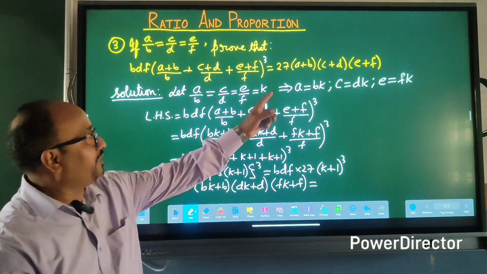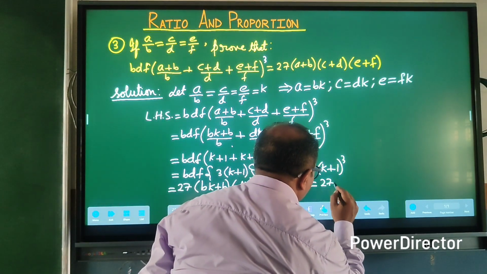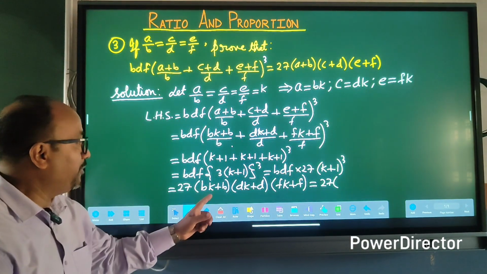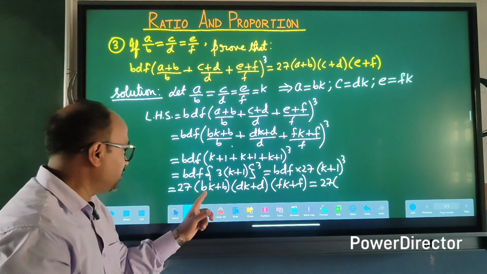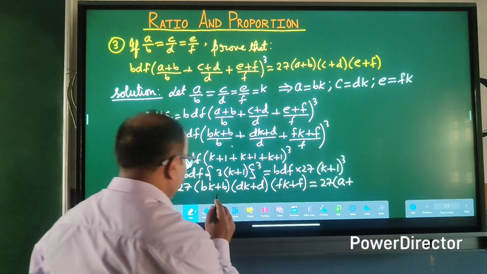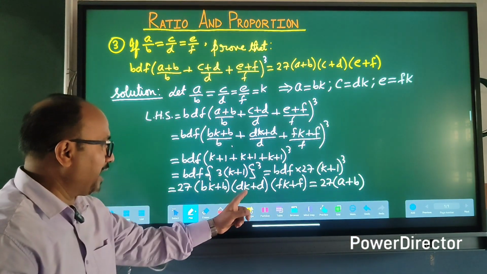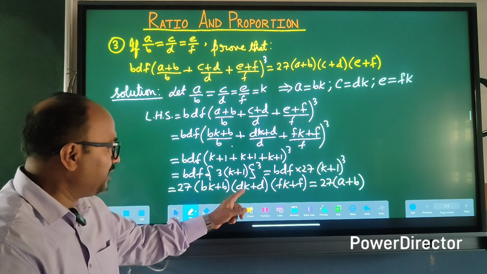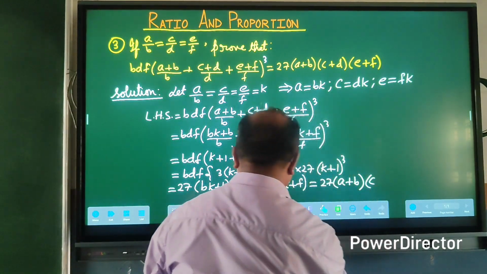Now 27, I require 27 to be there. Then BK plus B. BK is what? A. So for this BK, I can write A here, and then plus B will be written. The second bracket, DK plus D. So DK can be written as C. So C plus D.